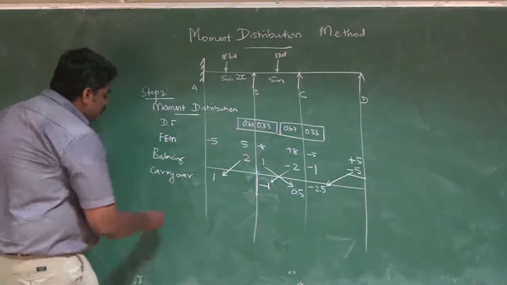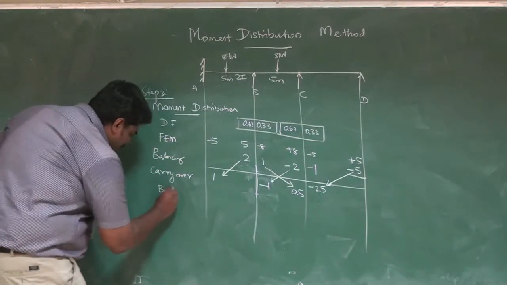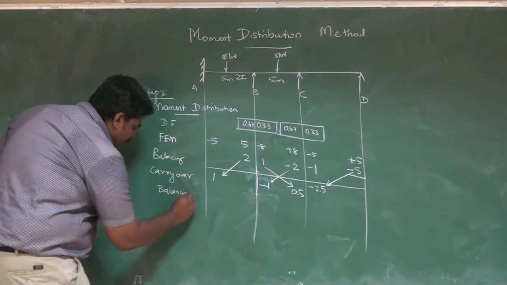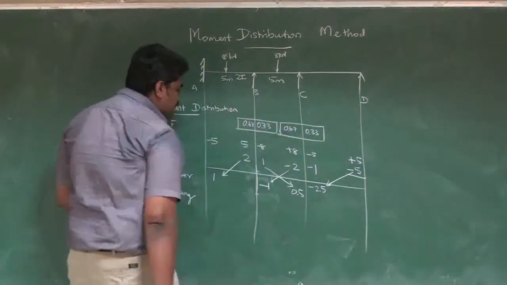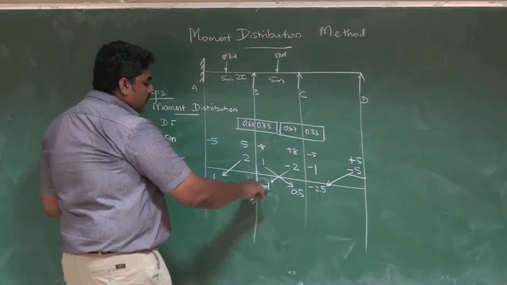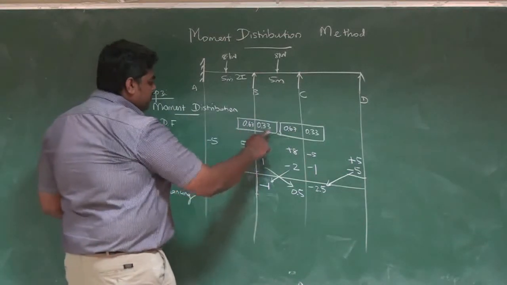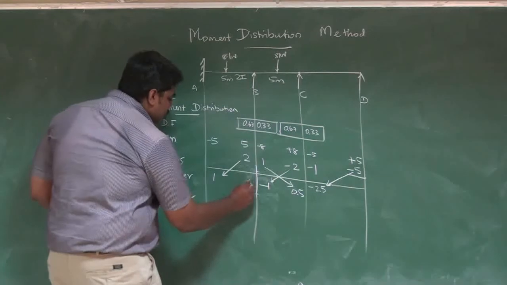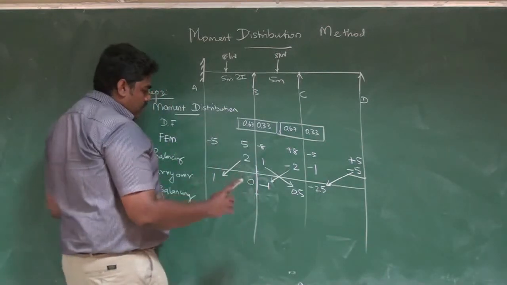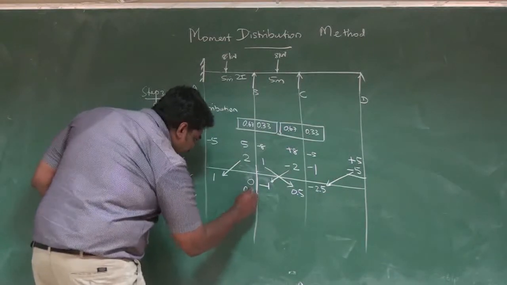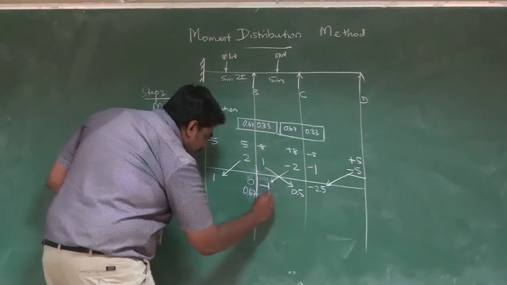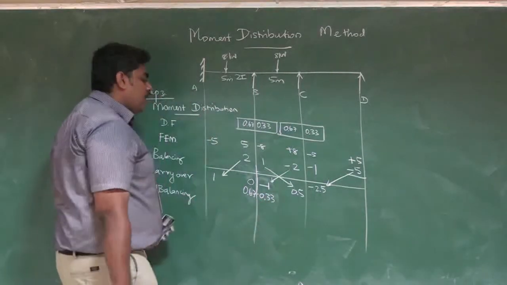Once again you have to do the balancing. Balancing is done once again. We have to balance the moment once again only for the joints which we have here. So minus 1 is what we have here. This is 0.67 and 0.33. So here it is 0. The difference is 1, right? You have to change the sign. It will be plus 0.67 and plus 0.33, right?